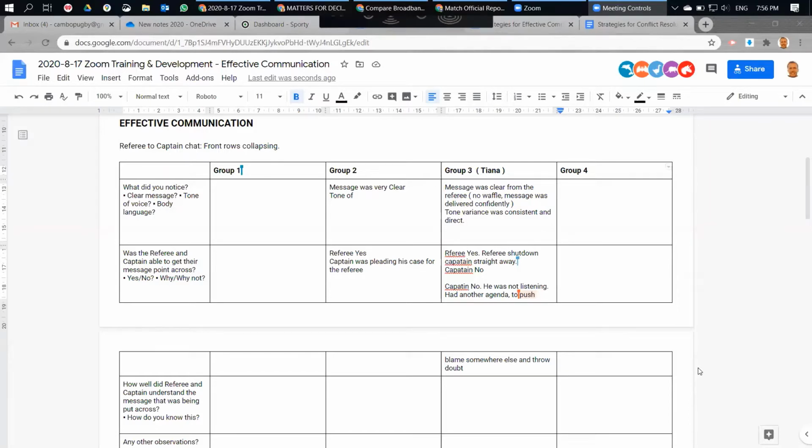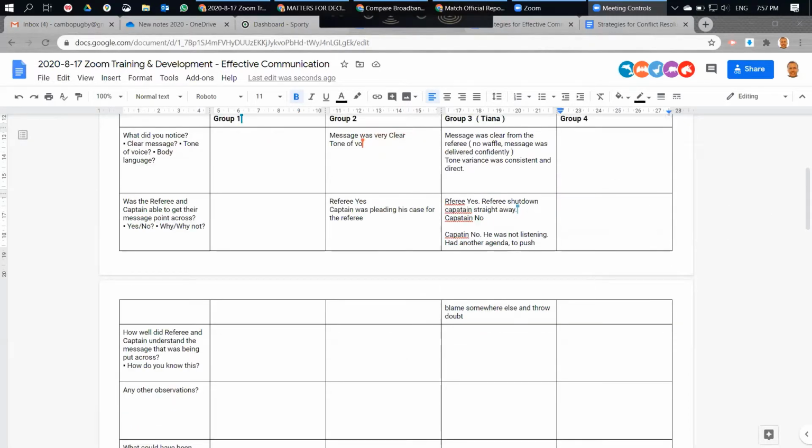Cool. All right. Sweet. So a couple of notes came in from Tiana's group. We talked about what you noticed. They've talked about there was no waffle, so Tiana may be pointing out her own strategies. But yeah, clear and concise, a different tone, and consistent and direct. They've also talked about how the referee was able to get their point across, and maybe the captain didn't so much. I think Jono, as a captain, you've been accused of not really listening and having another agenda to push, which is what we face in games sometimes. So it's a real situation.